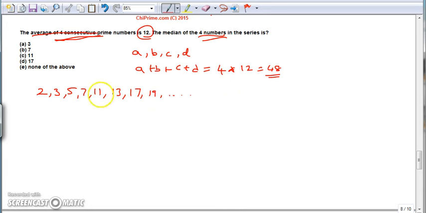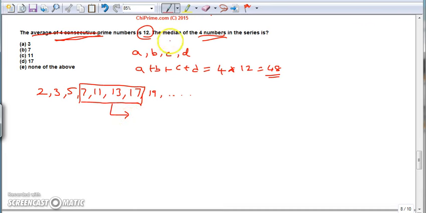So we look at the next possible combination of four numbers, 7, 11, 13, and 17. And if we sum them up, we see that 7 plus 11 is 18, and 13 and 17 are 30, so 18 plus 30 is 48. So this is the set of numbers we want. We want 7, 11, 13, and 17. These are the four consecutive prime numbers that sum to 48, right?